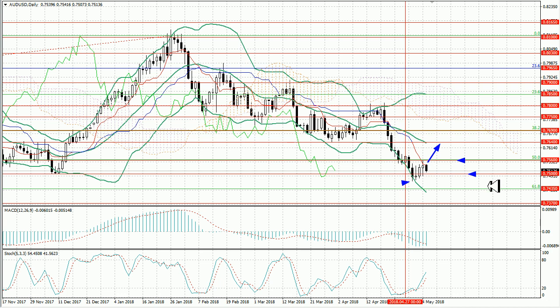If the price consolidates below it, a decrease may continue to 0.7435 and 0.7370 marks. Technical indicators show mixed signals.